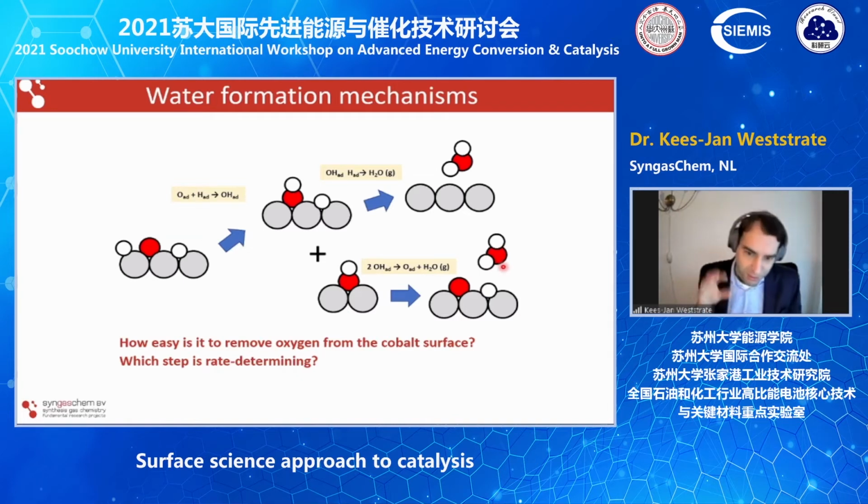So what we want to know is two things. First of all, how easy is it to remove oxygen from the surface? If it happens to be a fast step, then it's no problem. It doesn't affect the rate of the Fischer-Tropsch reaction. But if it's difficult, it means that maybe the removing of oxygen from the surface is slowing down the Fischer-Tropsch reaction. So we want to know something about the rate of oxygen removal from the surface. And also, zooming in, we want to know from this two-step process, which of the steps is the most difficult one? So which is the rate determining step?